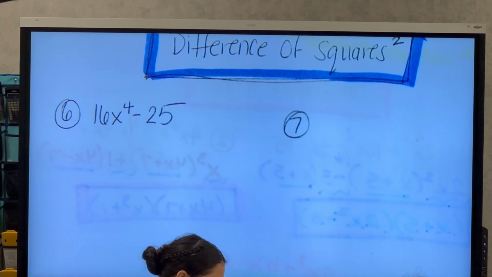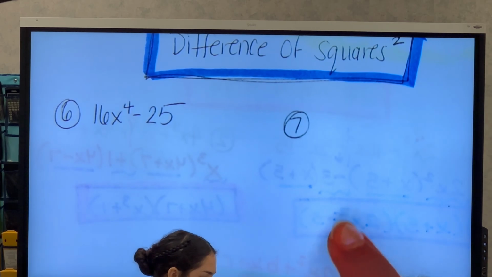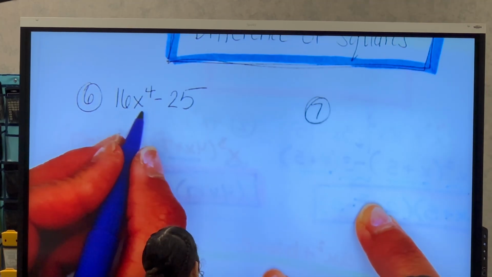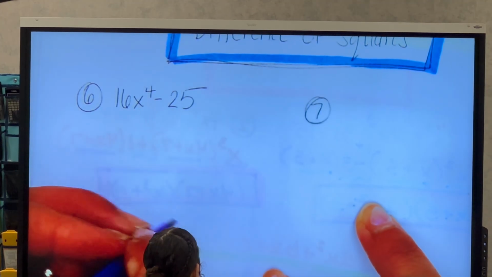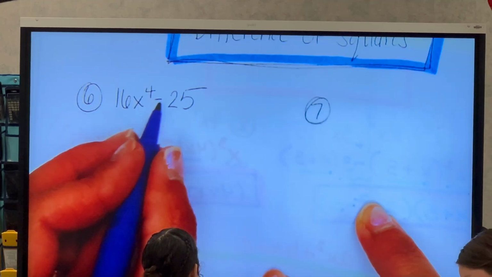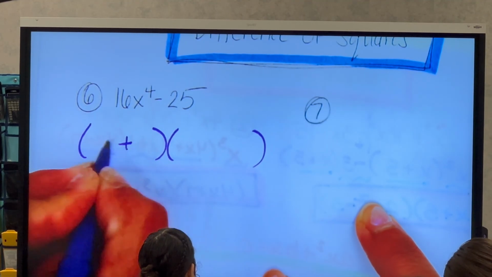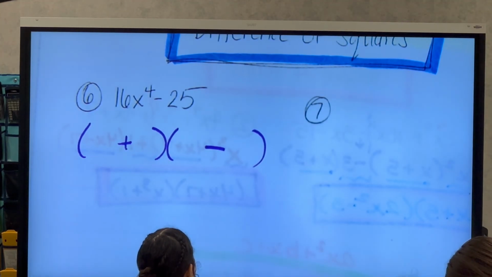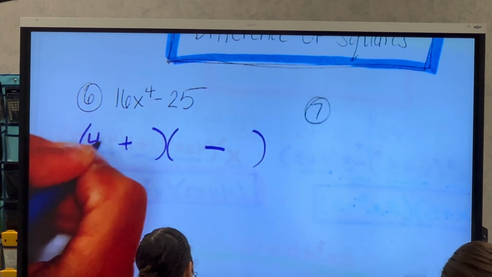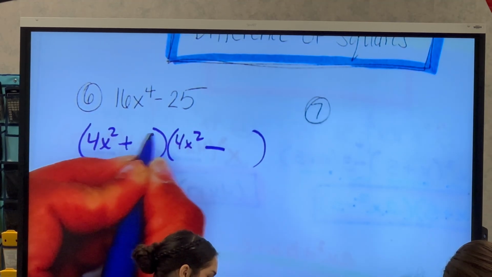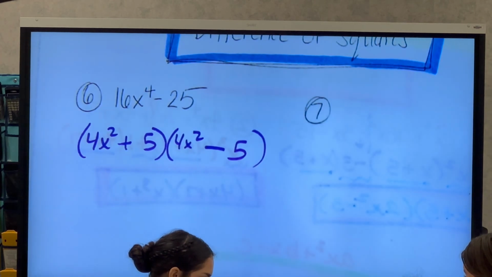So, looking at 16x to the fourth minus 25, 16 is a perfect square, x to the fourth is a perfect square, and 25 is a perfect square separated by a minus sign. So this satisfies all the conditions to be a difference of two perfect squares. So it's going to have the same stuff in the parentheses, one with a plus, one with a minus. Anyone have an idea of what's going to go inside? Right. 4x squared and 5s. So 4x squared plus 5, 4x squared minus 5.